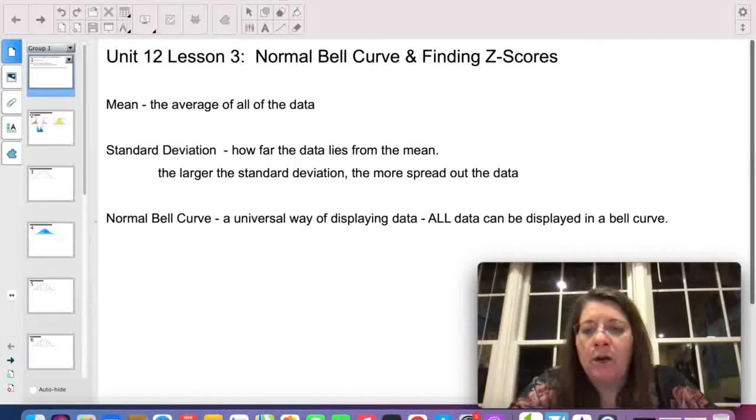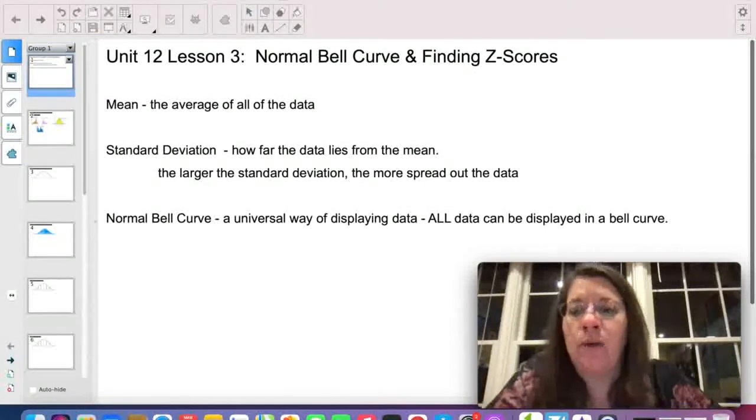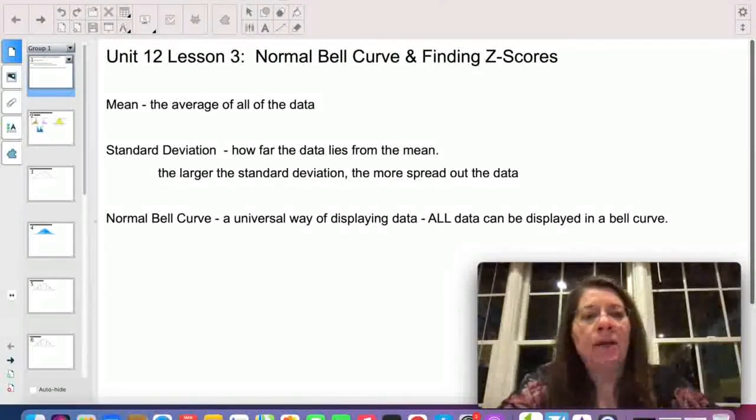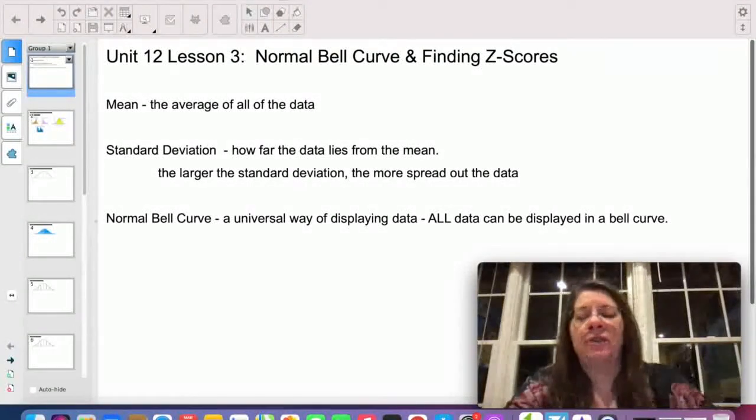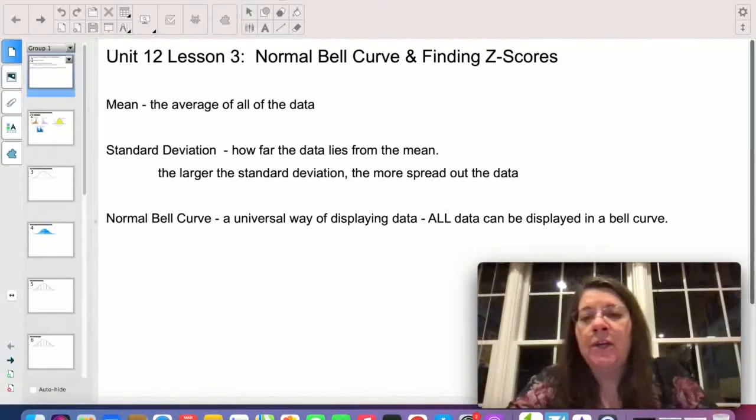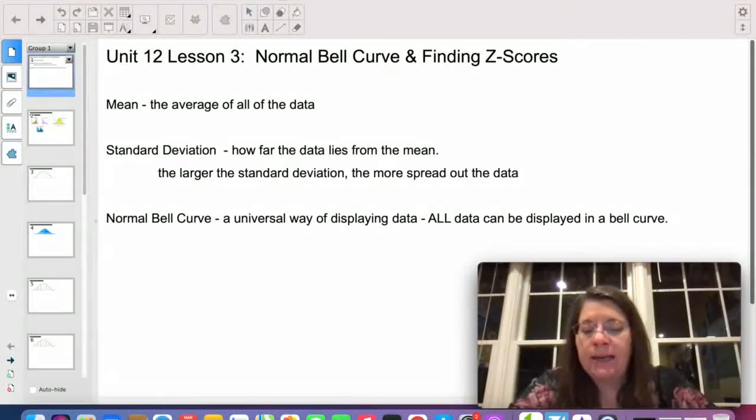And then the normal bell curve is a universal way to display data. The good thing about this is all data, no matter what it is, can be put into a normal bell curve with its own standard deviation. So no matter how spread out or how close together the data is, we can do a bell curve to signify where that data would lie.